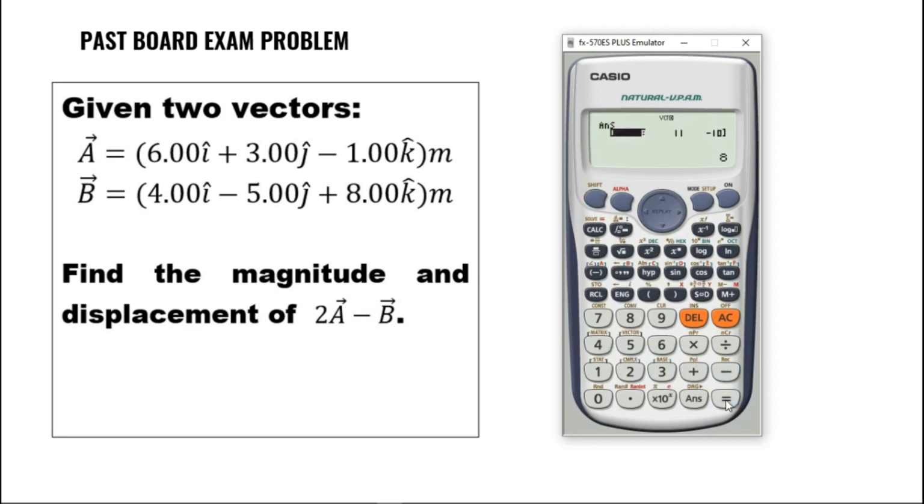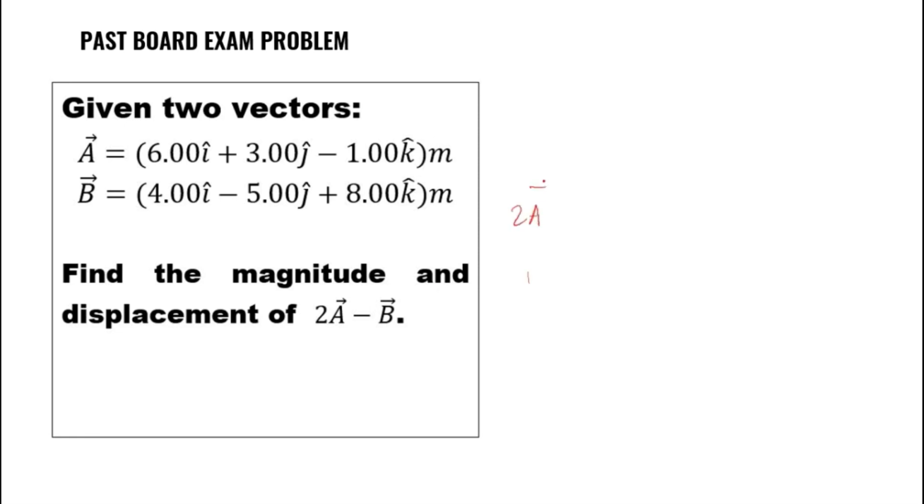We have here. So yung vector resultant natin, which is 2 vector A minus vector B, is 8, 11, and negative 10. So ito yung components niya. So take note of that. 8, 11, and negative 10. So yung 2 times vector A minus vector B is 8, 11, negative 10. So this is I, so J, and K.